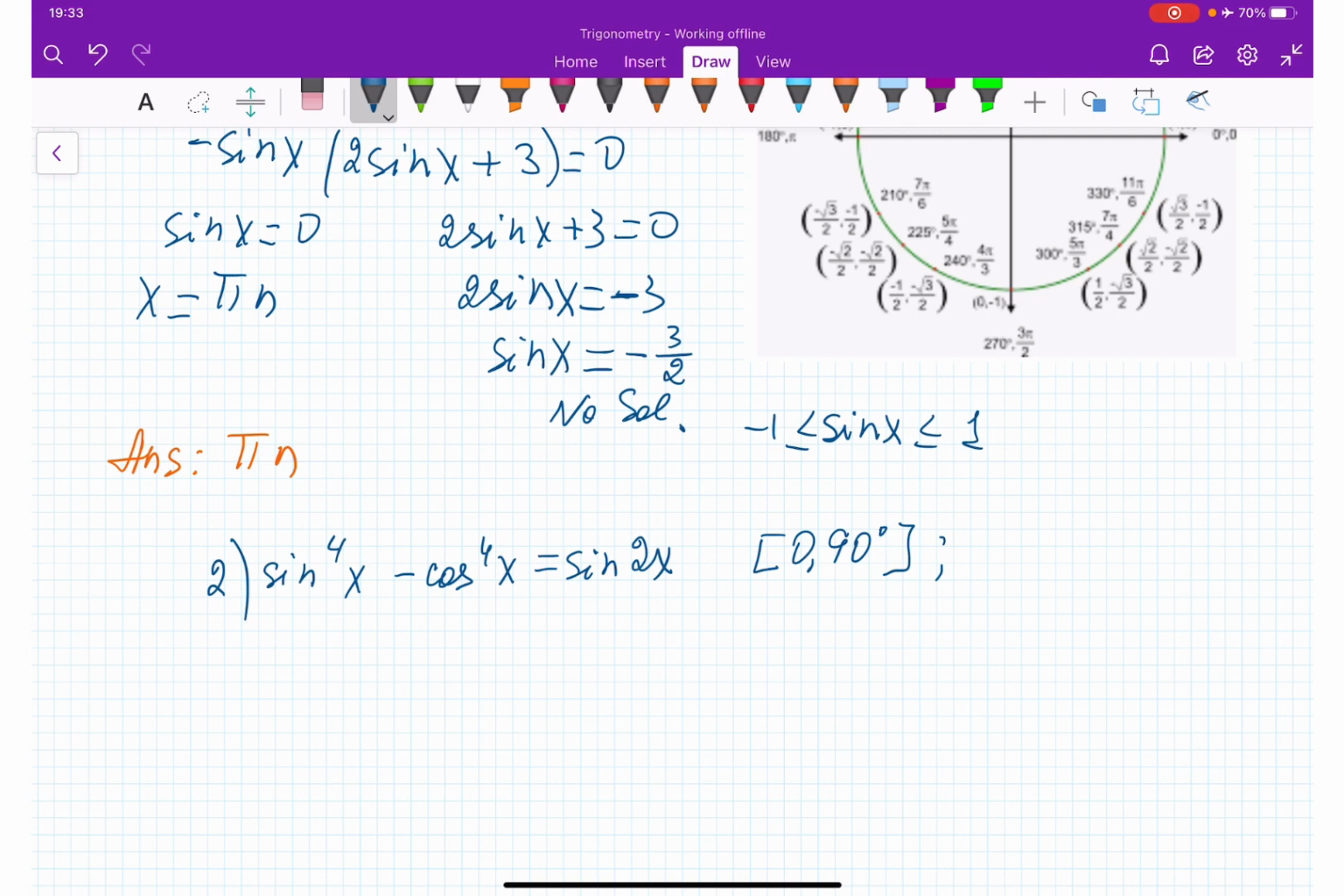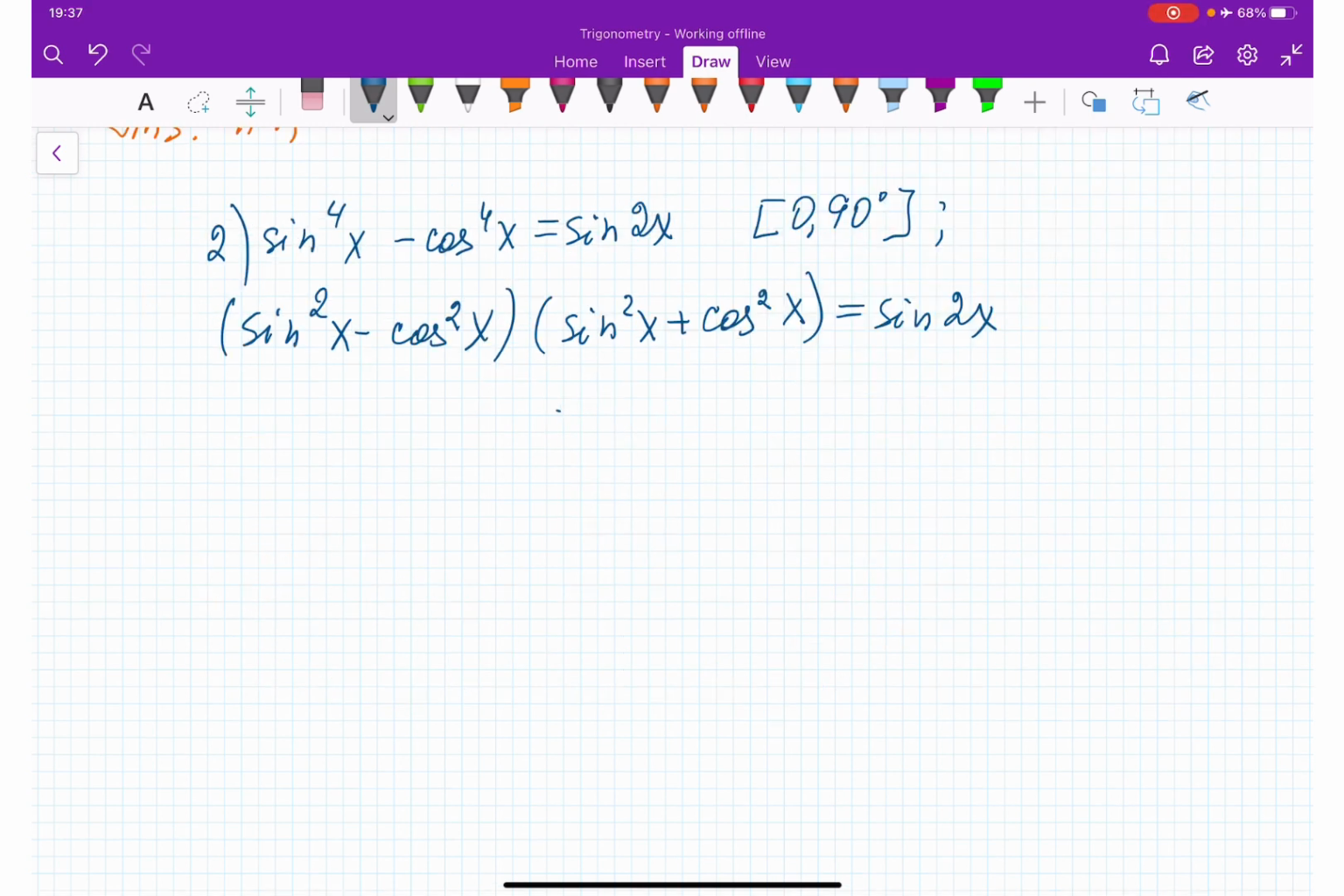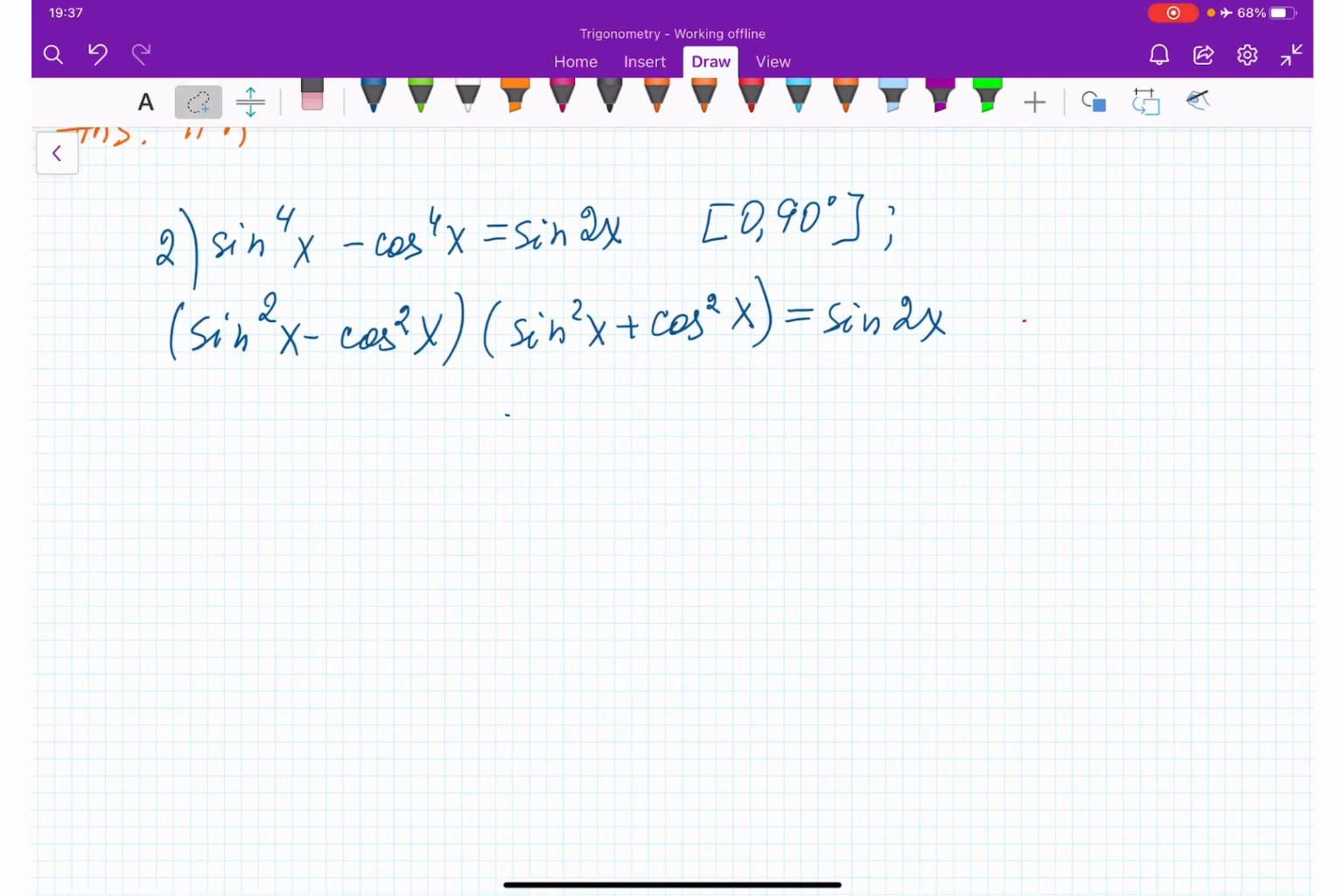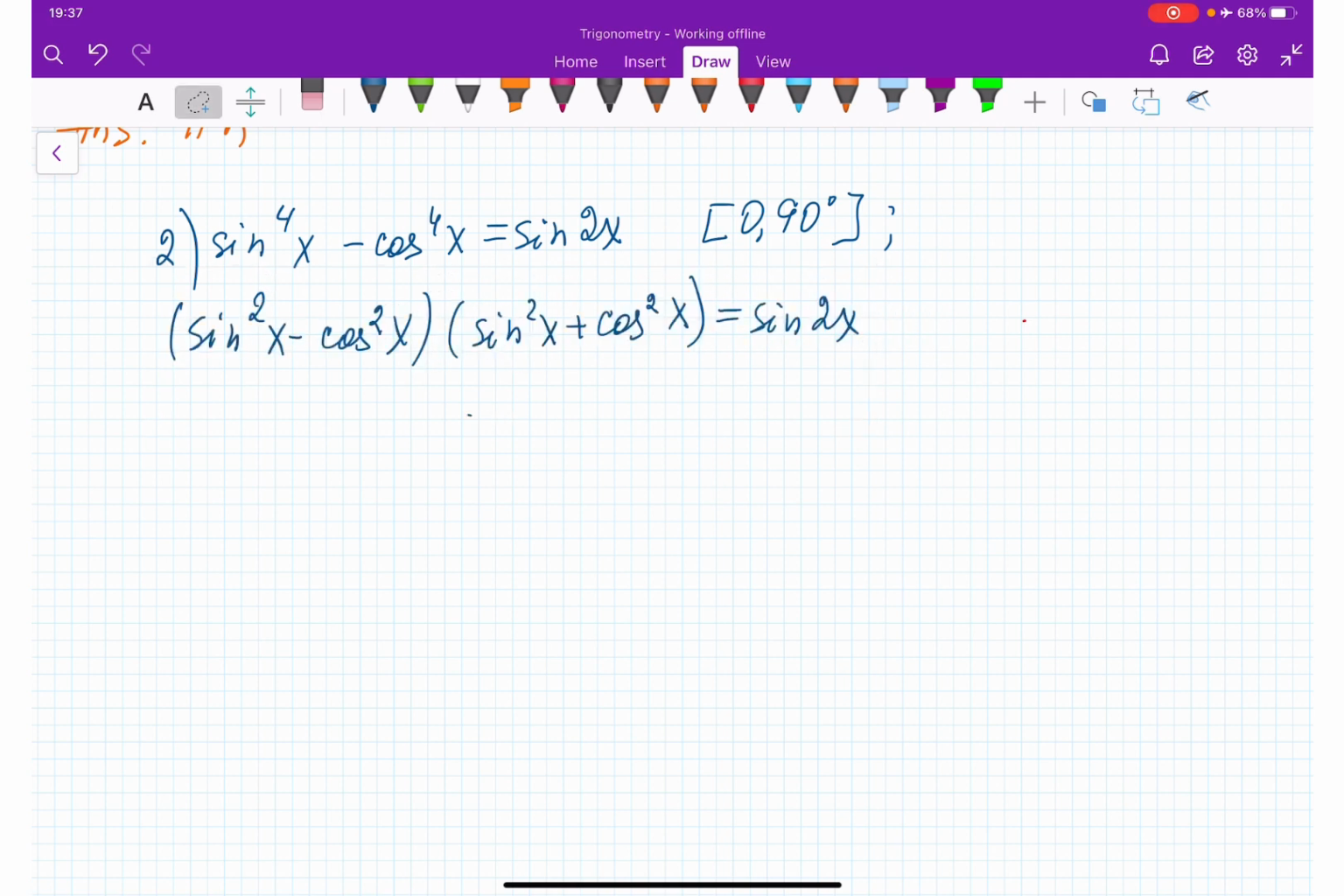I'm going to open as a squared minus b squared, which is going to be (sine squared x minus cosine squared x) multiplied by (sine squared x plus cosine squared x) equal to sine 2x. As we know, based on the fundamental formula, sine squared x plus cosine squared x is equal to 1. So I can put this equal to 1.